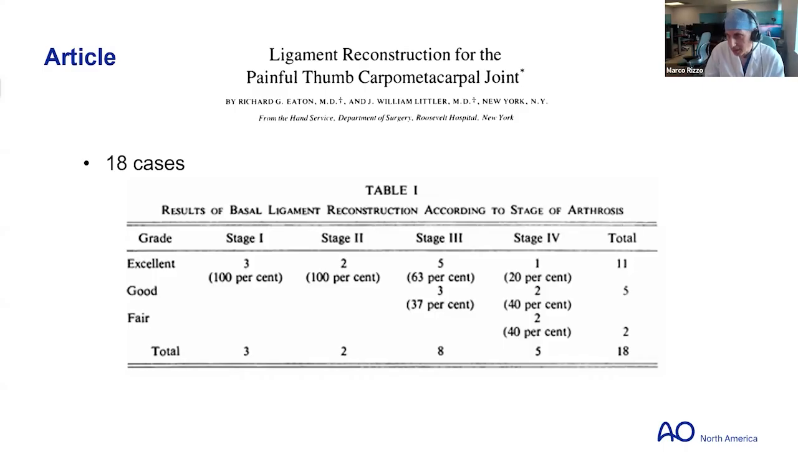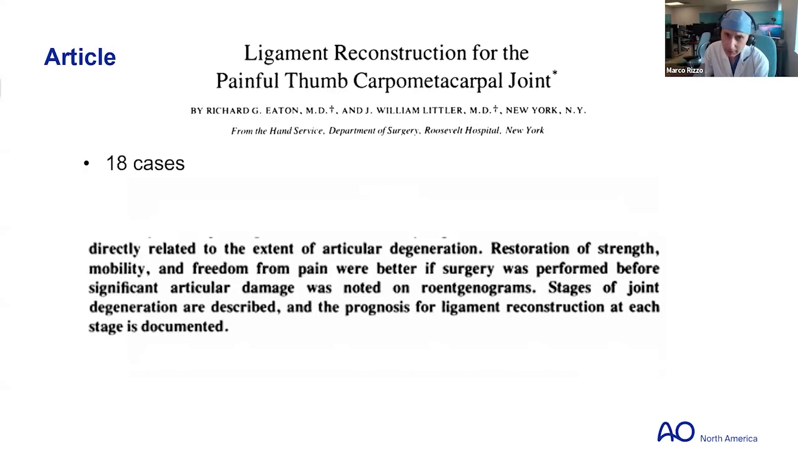And this is what this table shows. If you get them early, you're going to likely get them a happy patient. If you wait until they become arthritic or stage 3 or 4, it's probably not as indicated or as predictable an outcome. And that's what they concluded in their series. They suggested that freedom from pain were better if surgery were performed before there was significant articular damage. And that makes sort of common sense in the space of orthopedics.